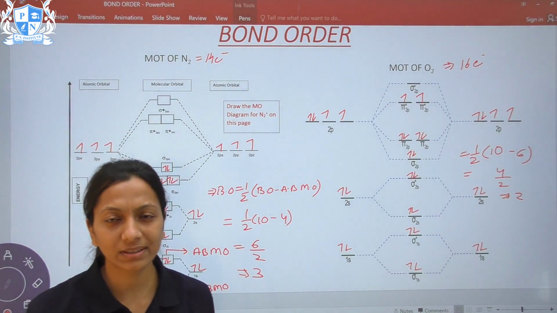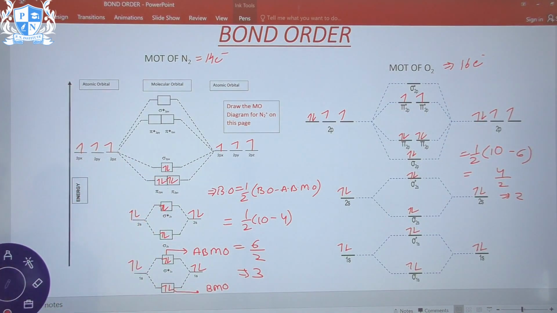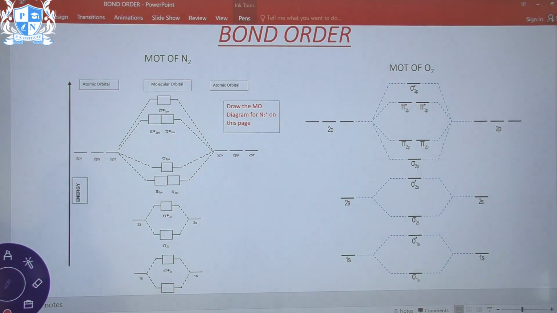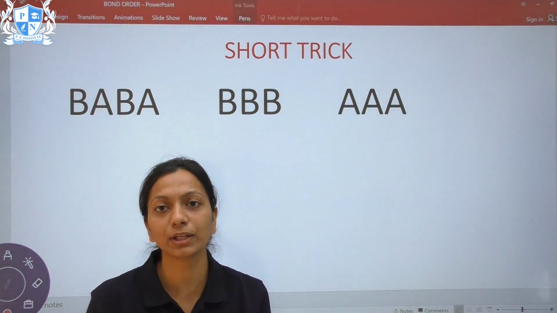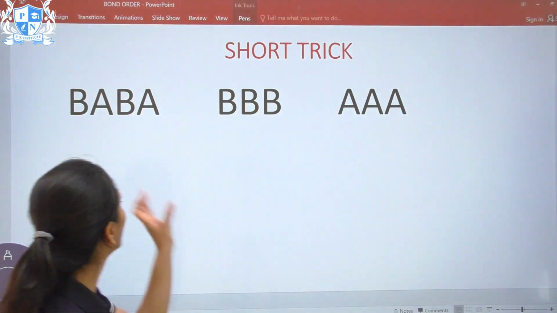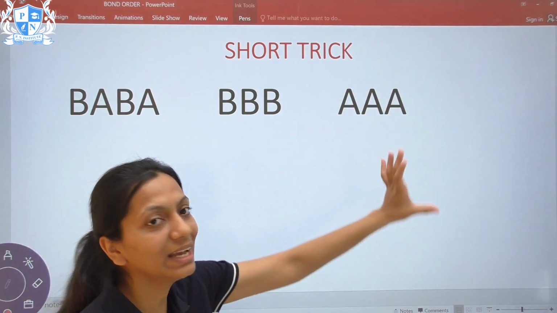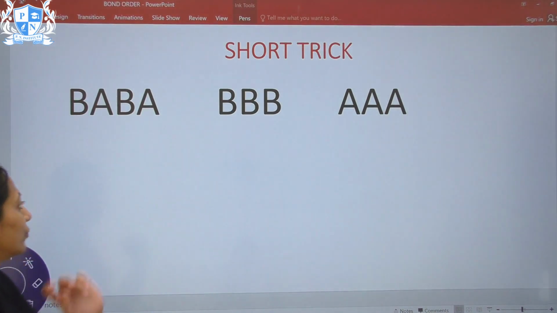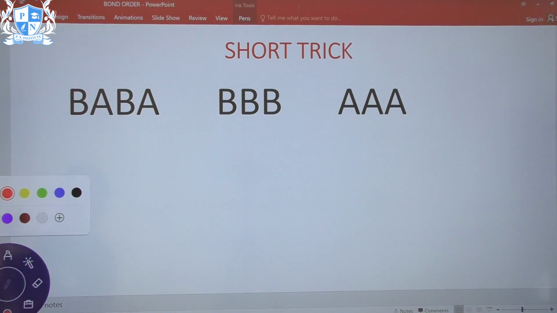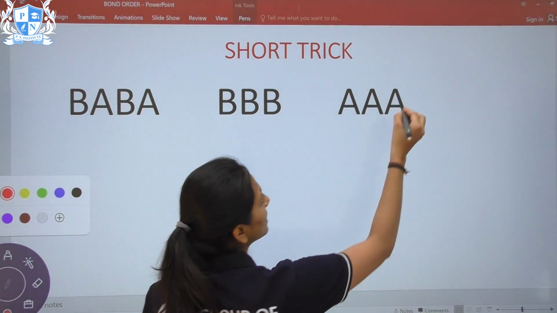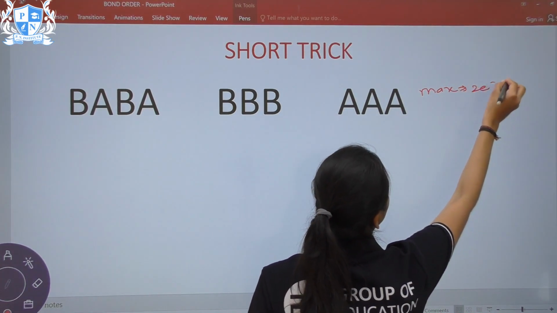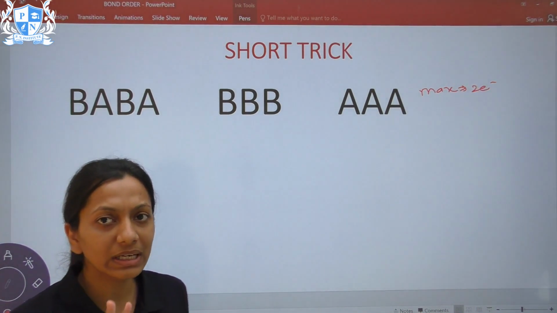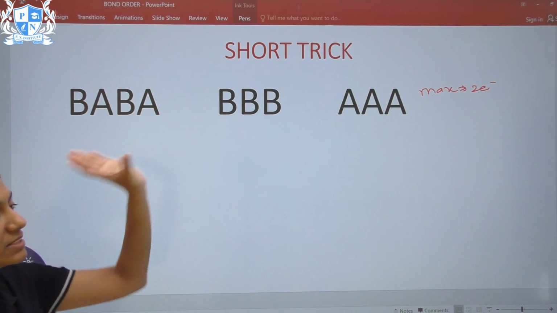Now we will go with the short tricks related to this. To have the short trick we have a small method to solve it. Here I am with the short trick for finding the bond order of any molecule. We have BABA, BBB, AA. In this trick, first of all we fill a maximum of 2 electrons only in each of the orbitals which are given there.